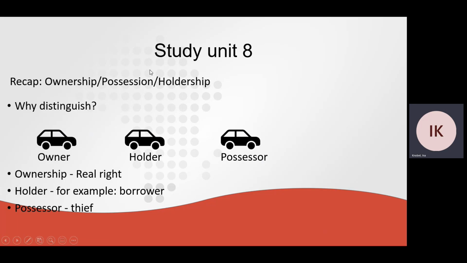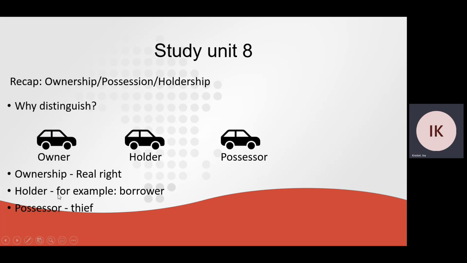What we do here, when we distinguish between an owner, a holder, and a possessor, is make a different distinction. As an owner, I have a real right. Ownership is a real right, and you've learned that it's the most comprehensive real right that you can have over your property, although of course, that right can be limited. It can be limited by the law, but also by the rights of others.